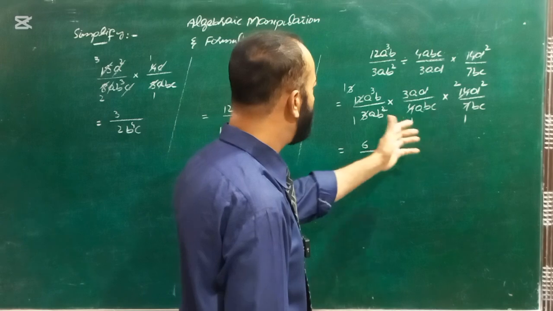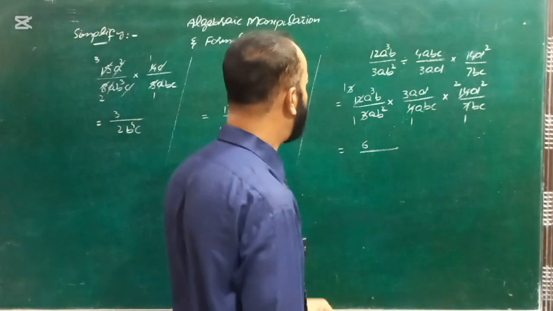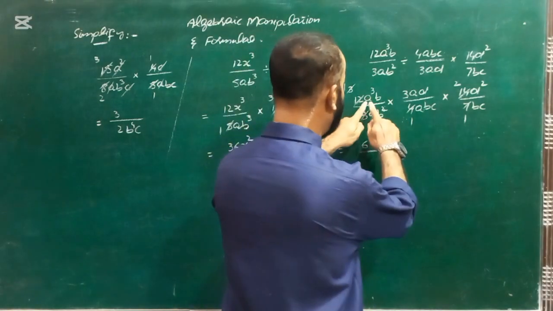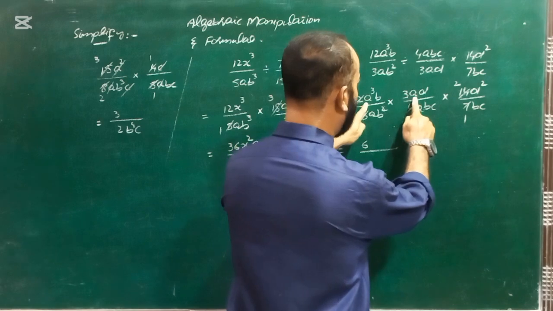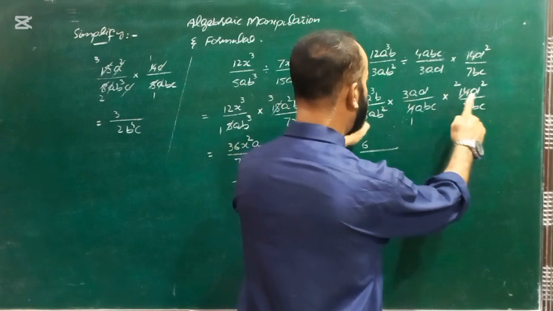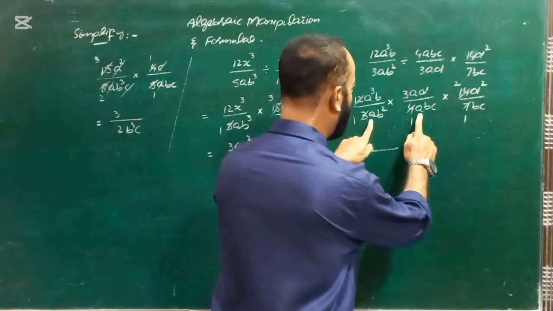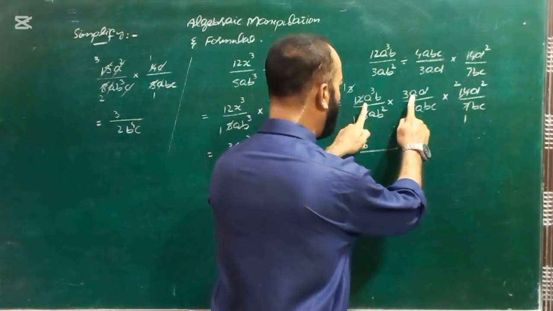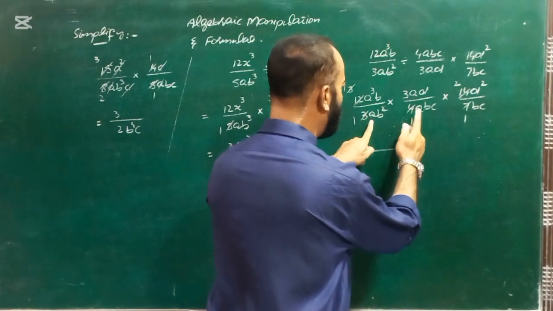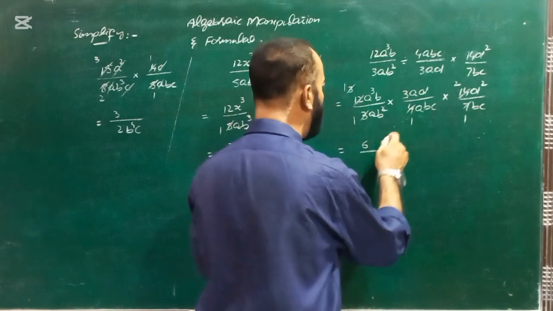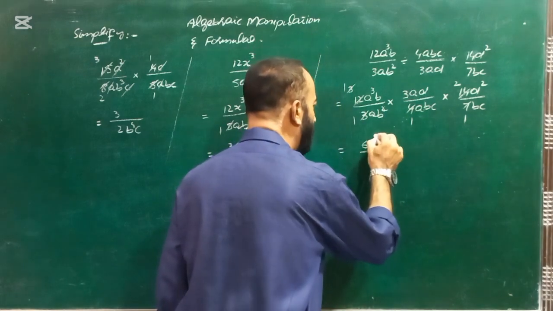So now we are going to cancel the alphabets. So there are actually 3a and 1a. There are 4 a's in the numerator, and in the denominator there are 2 a's. 4a in numerator, 2 a's in denominator. So 2 will be cancelled and 2 will be left in the numerator.